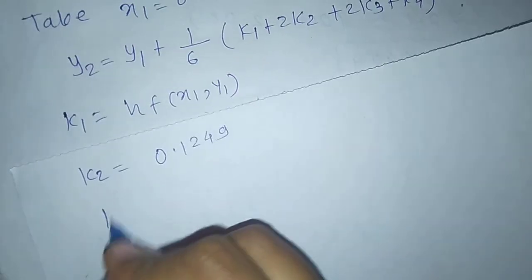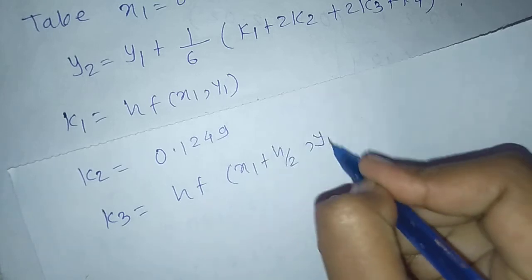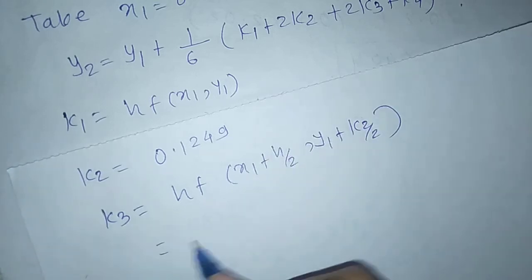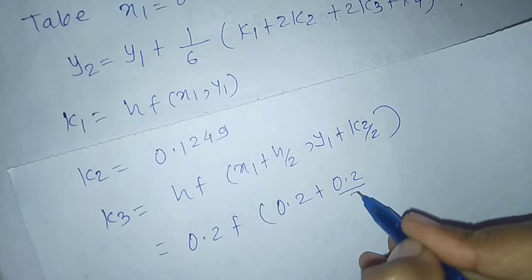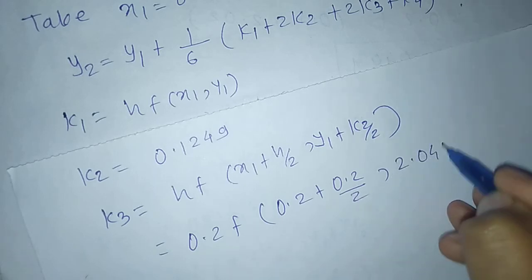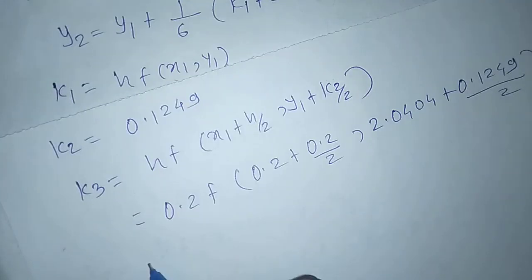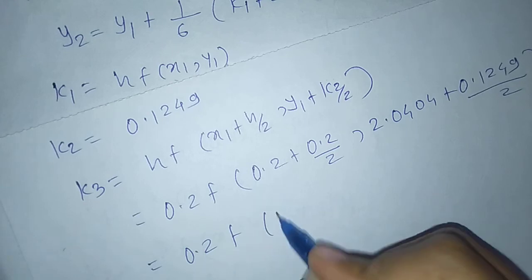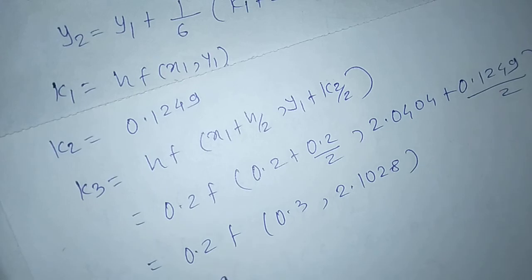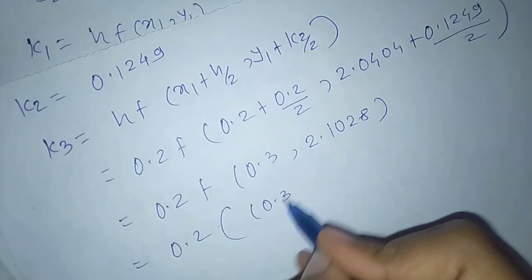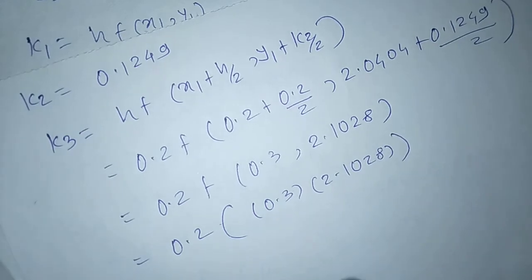After simplification, k2 equal to 0.1249. k3 equal to h into f of x1 plus h upon 2, y1 plus k2 upon 2. h is 0.2, f of x1 is 0.2 plus 0.2 upon 2, y1 is 2.0404 plus k2 is 0.1249 upon 2, equal to 0.2 f of 0.3, 2.1028, which is 0.2 into 0.3 into 2.1028.